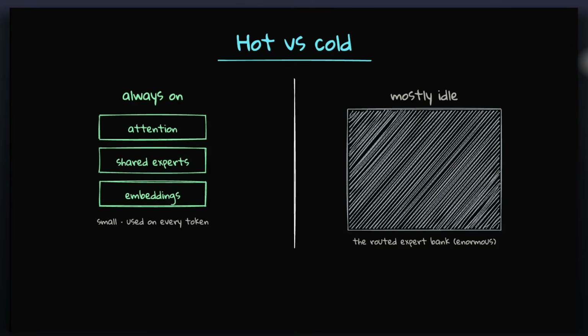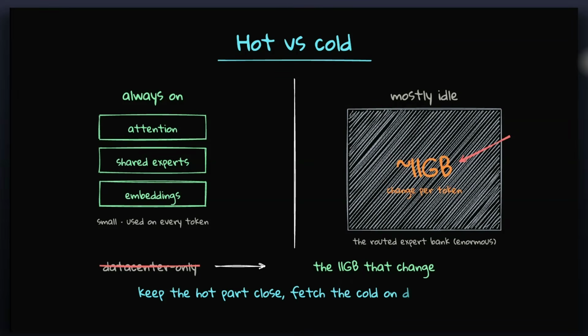Now, here's an interesting fact about GLM 5.2. Only about 11 gigabytes of routed experts actually change from one token to the next. So theoretically, you just need 11 gigabytes that change from token to token. If you think about this, you just need to keep the hot part close to yourself, and the cold part is going to be fetched as it's needed, on demand.